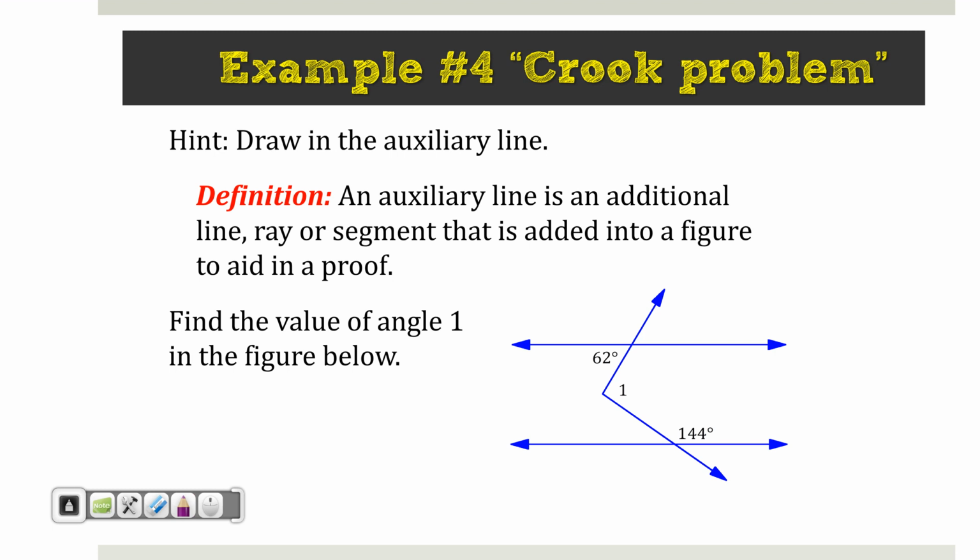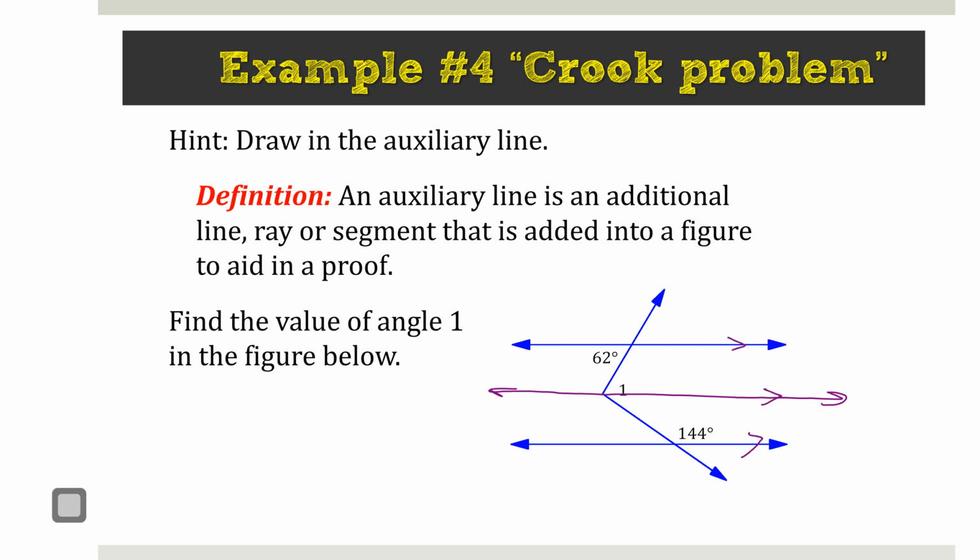I have no idea how big a lot of these angles are, so this is what's called a crook. A crook is just a bend. So you're going to draw a line through that vertex, through the crook, so that all three of these lines are parallel. If there's more than one crook, you draw in more than one line. And then the process is pretty simple. You work from the bottom up, you work from the top down.